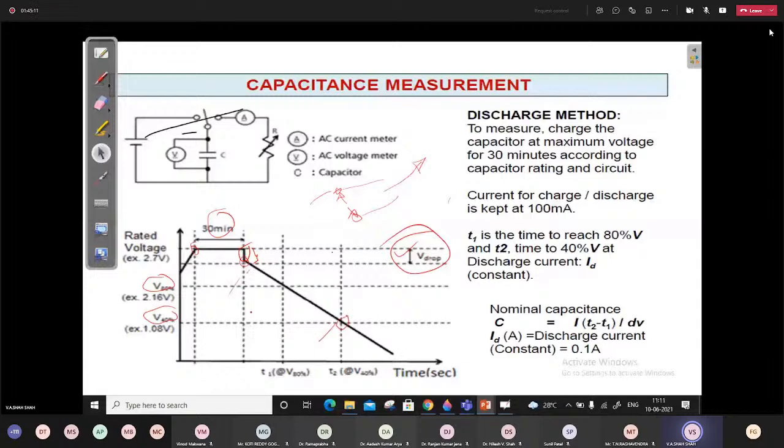And now using this very simple formula, C is equal to I into (T2 minus T1) upon dV, where T2 and T1 are nothing but the times at the voltage levels, that is 2.16 volt to 1.08 volt. Or you can even start from here and end up with this. And we are discharging with a constant current. So this way you can calculate your capacitance. The same can be mentioned here.